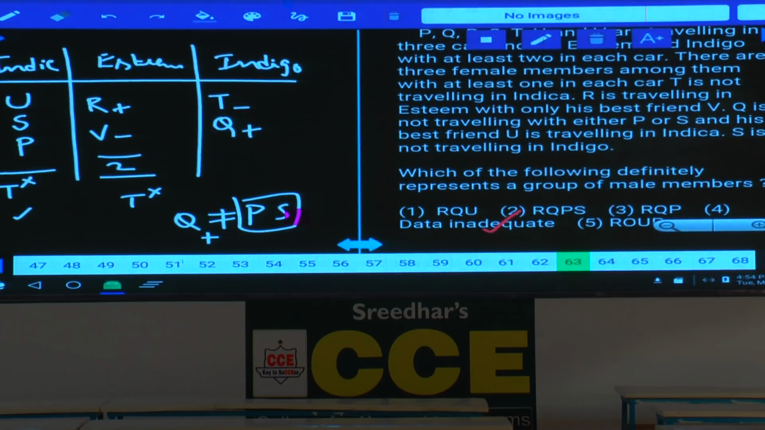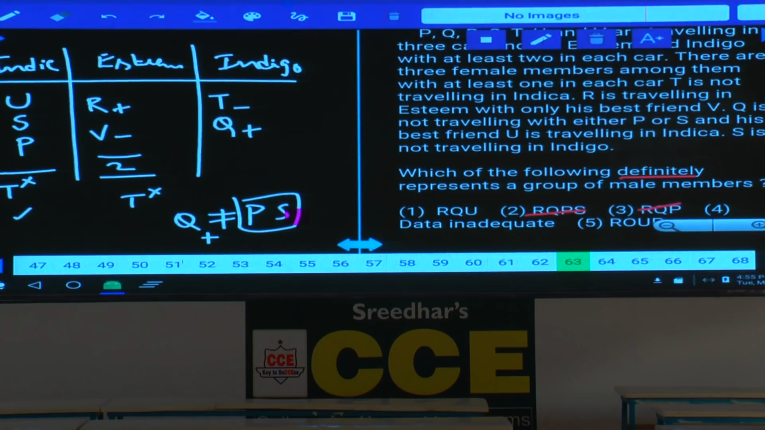Then question number 63. Which of the following definitely represents a group of male members? Definitely means we must be 100% sure about this. R, Q and U can be male or can be female, hence we are not 100% sure about that. P and S may or may not be males, and that is also ruled out. Q and R are males, but as P may be male or may be female, that is also ruled out.